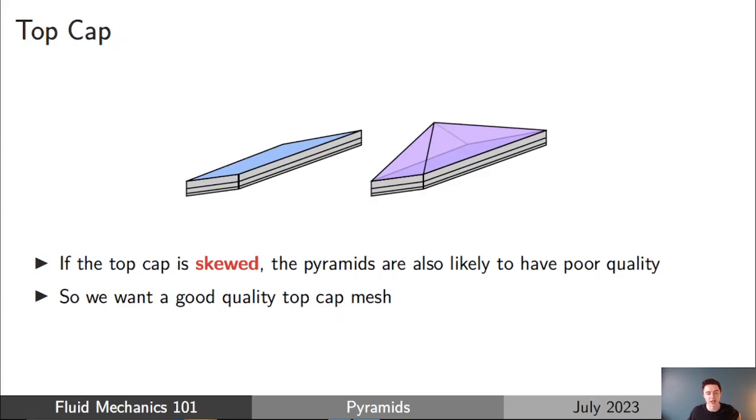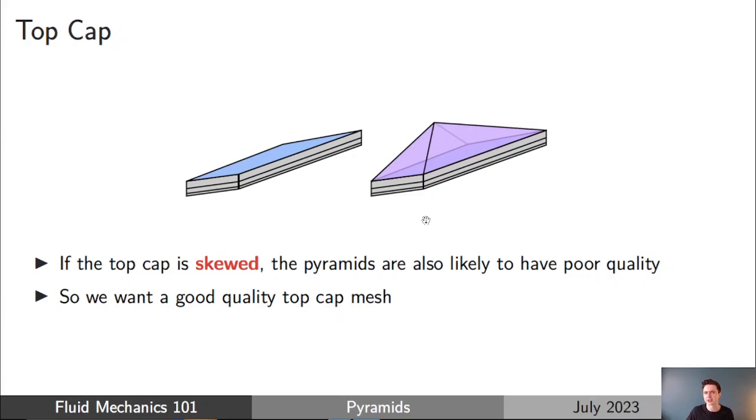And of course, it also follows that if our top cap has very skewed cells, so if our cells aren't very close to regular squares or equilateral triangles, then that face once again becomes the base of the pyramid. And when we grow a pyramid or a tetrahedra up from that face, you can see that the resulting pyramid is going to have very poor quality.